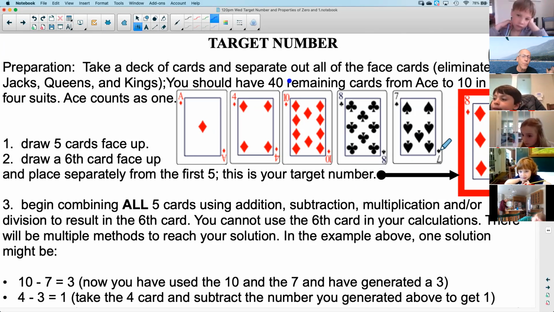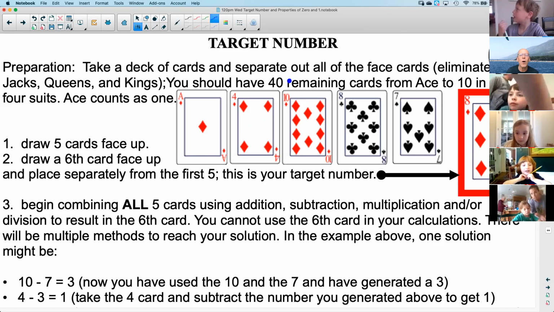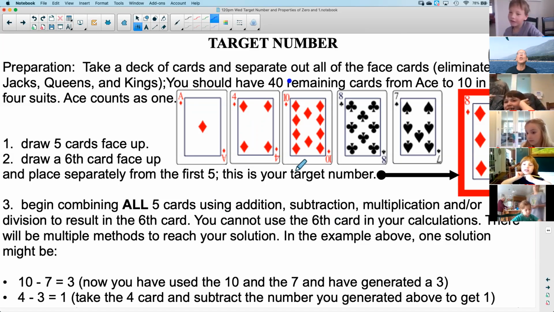So who knows what 4 times 10 is? Say it out loud. On 3, 1, 2, 3, go. Say it out loud there. Oh, Gabe is trying to say it, but he's muted. 40. Oh, it's 40. So guys, you're going to have 40 cards.